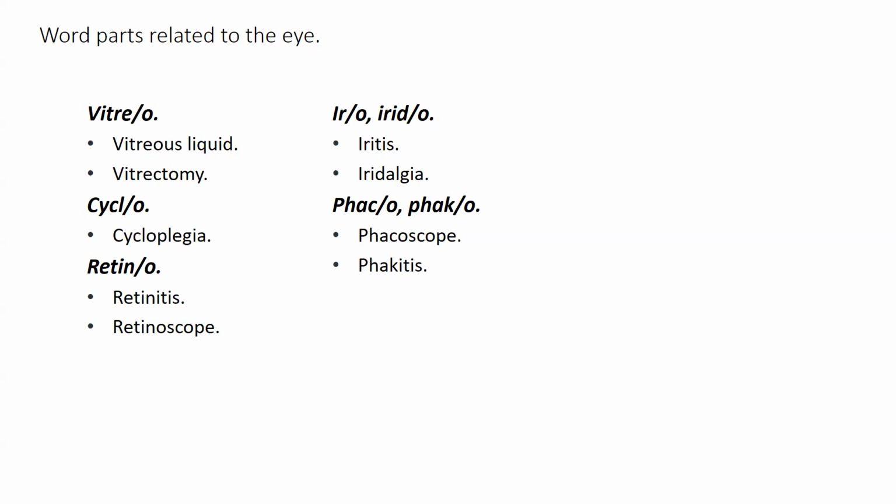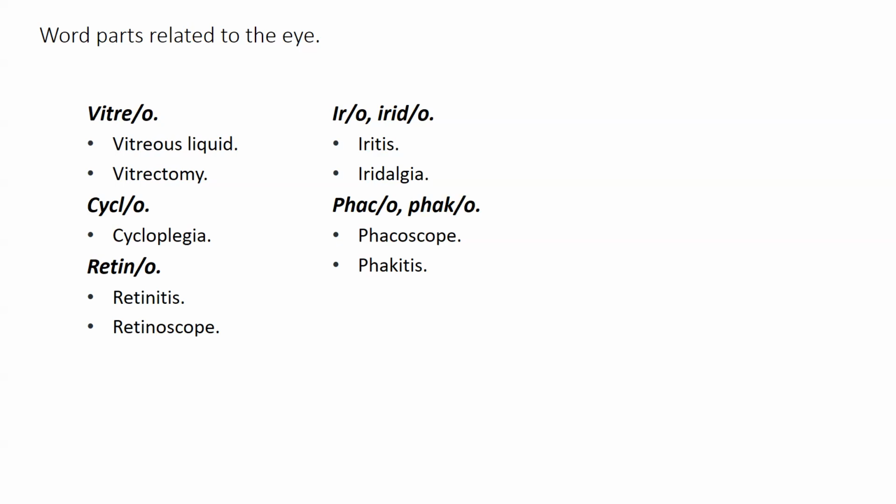Cyclo refers to those ciliary bodies, the muscles and those tendons that hold the lens in place and that change the shape of the lens to focus light. So cyclo refers to the ciliary bodies. Retino, of course, refers to the retina. Retinitis would be an inflammation of the retina, and a retinoscope would be a device used to look at the retina, usually externally.